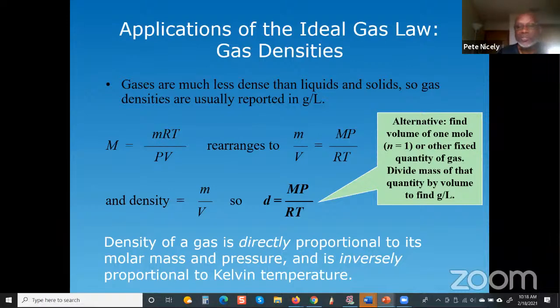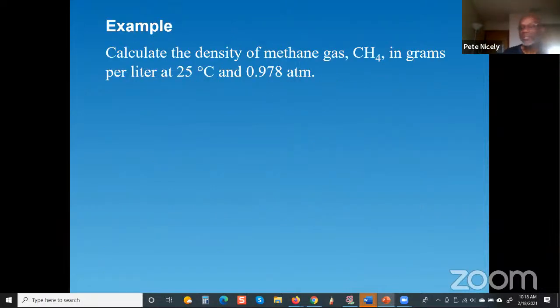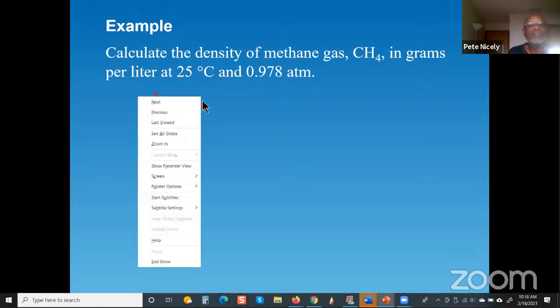Okay, so with that out of the way, let's look at this particular example. It says calculate the density of methane gas, and it gives you the formula of methane, in grams per liter at 25 degrees Celsius and 0.978 atmospheres. So the density formula is what we just saw earlier.